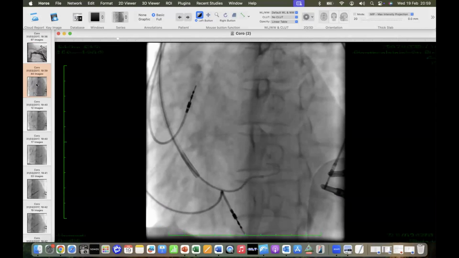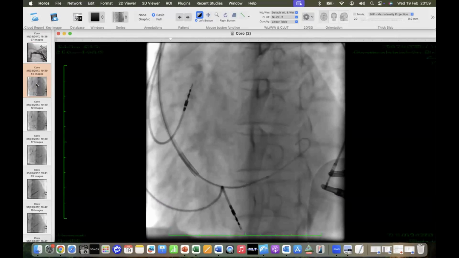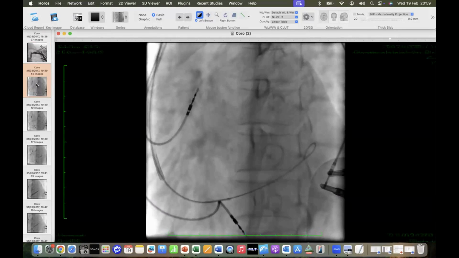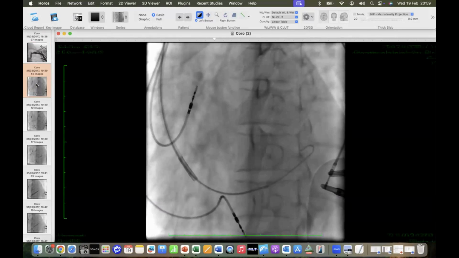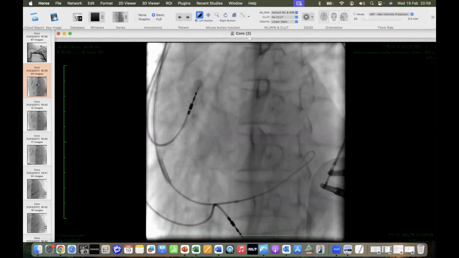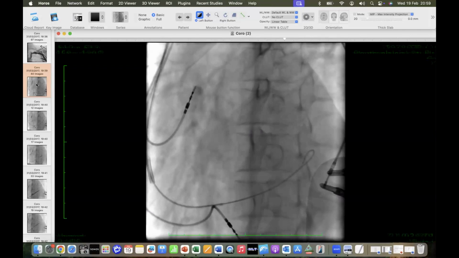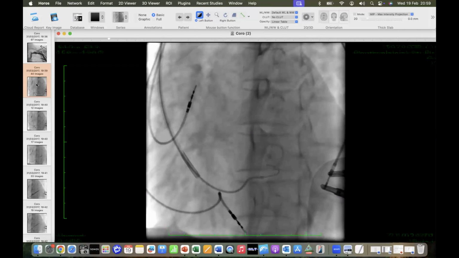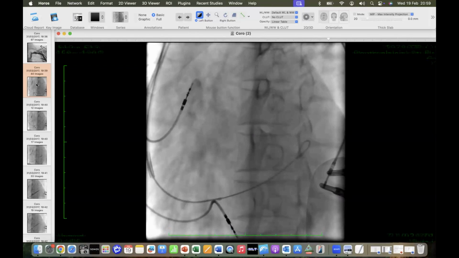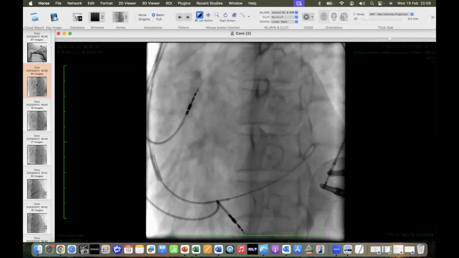This is quite common. The way to negotiate this is either to change the wire to one that doesn't have such a J, to get the timing right when the valve is open, or to use the sub-select inner catheter, not the subselector catheter, but the one that goes inside the subselector catheter, which is straight, to try and atraumatically ease your way.